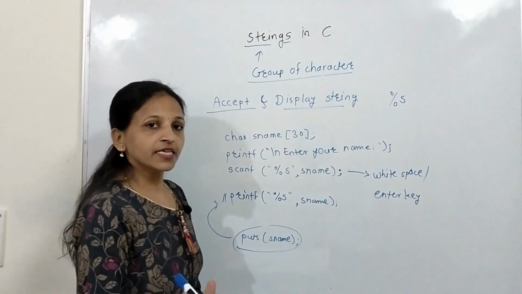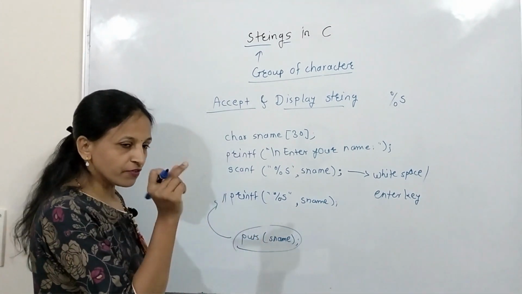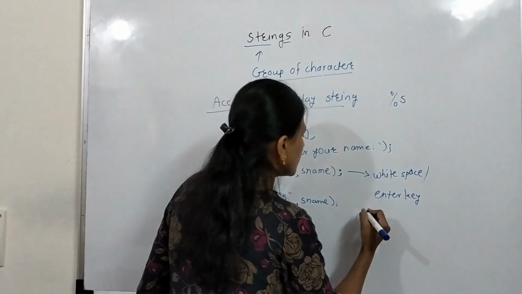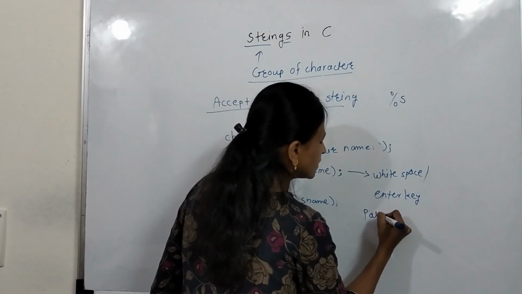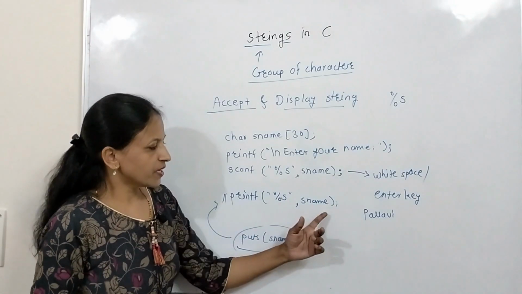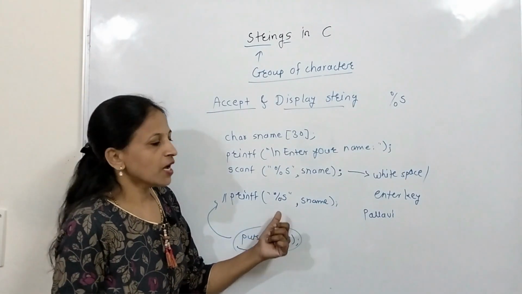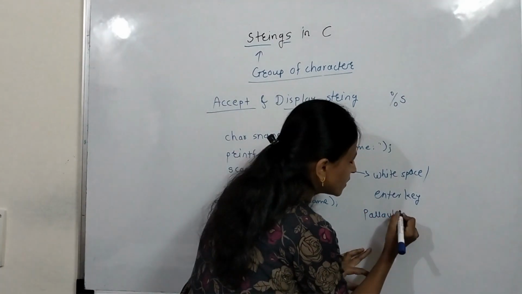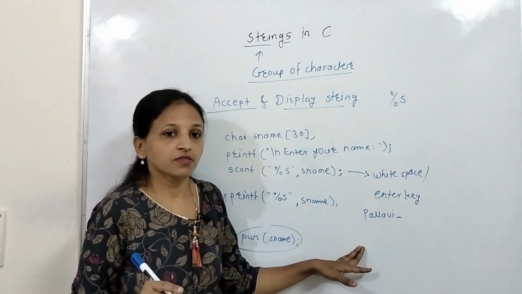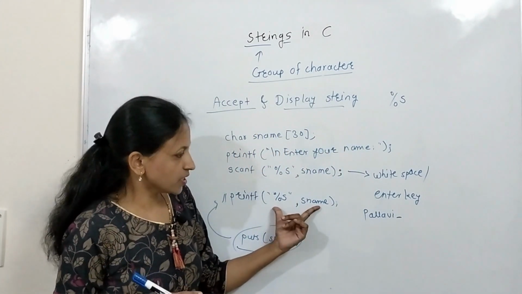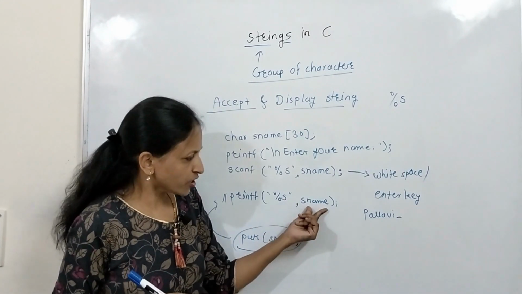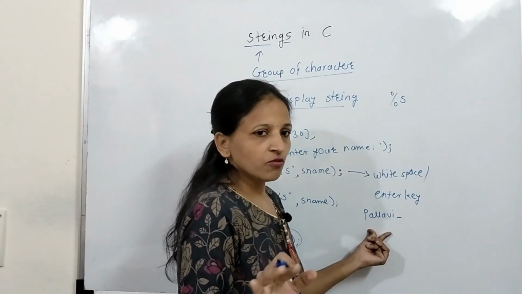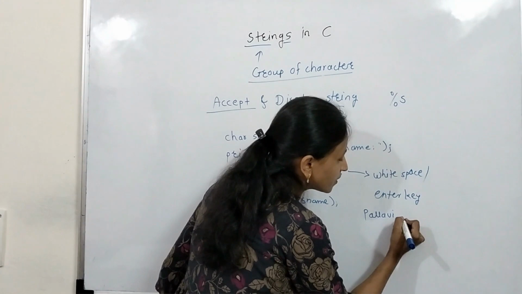Whenever you display any string with the help of printf, what will happen? Let's say in s name there is Pallavi. That Pallavi will get stored inside memory. Whenever we display like this with the help of printf, it will display whatever the contents of s name are, and the cursor will remain on the same line. Consider here that the contents of s name are Pallavi. It will display that and the cursor will remain on the same line.